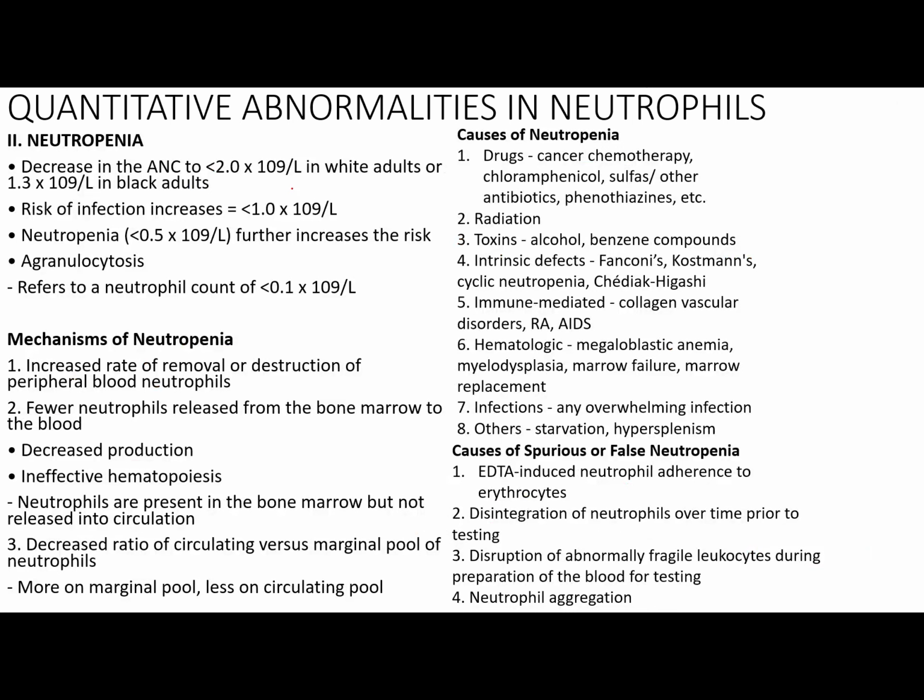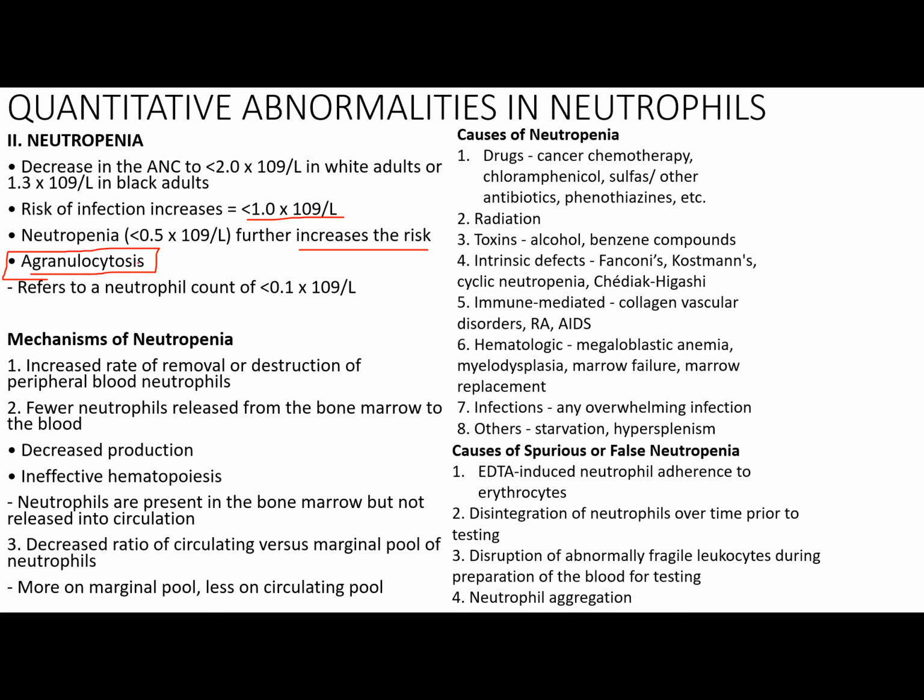Then we have another abnormality in relation to neutrophils, neutropenia, class. This is a decrease in the absolute neutrophil count of less than 2 times 10 raised to the 9 per liter in adults, or 1.3 times 10 raised to the 9 in black adults. Risk of infection increases if it is less than 1 times 10 raised to the 9 per liter. Severe neutropenia is characterized by less than 0.5 times 10 raised to the 9 per liter, which further increases the risk.